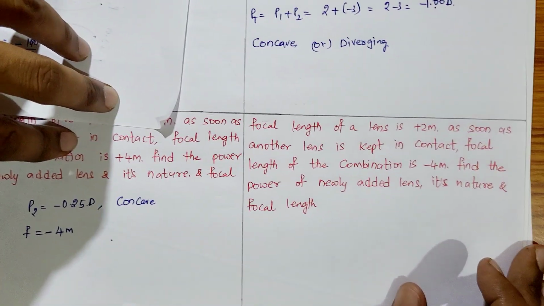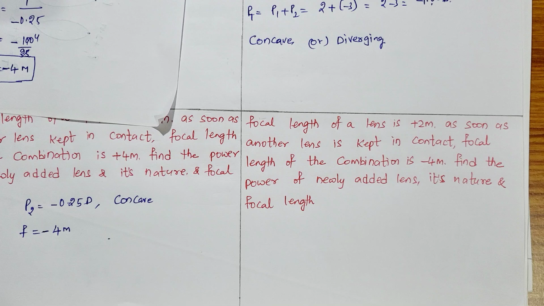Now let us take one more question. This question you have to solve now. Okay, try to solve, pause and solve now. I am not going to solve it for you. You need to solve this question neatly on your own. I will give you the answers for this question. Okay. Focal length of the lens is plus 2 meters.